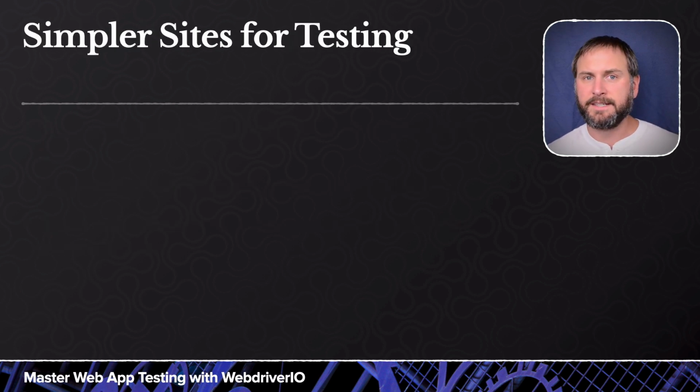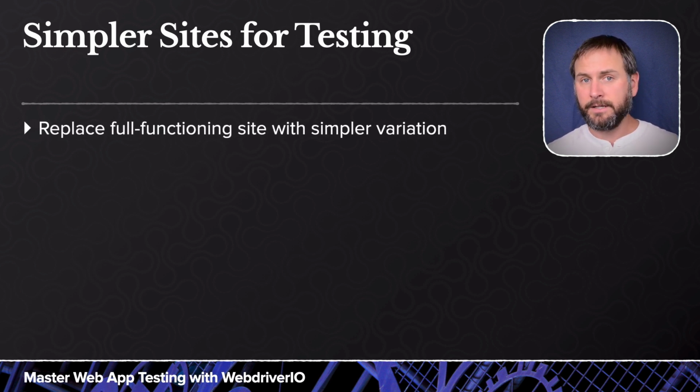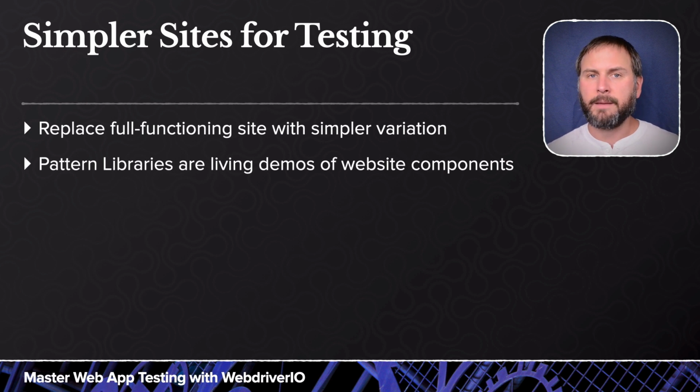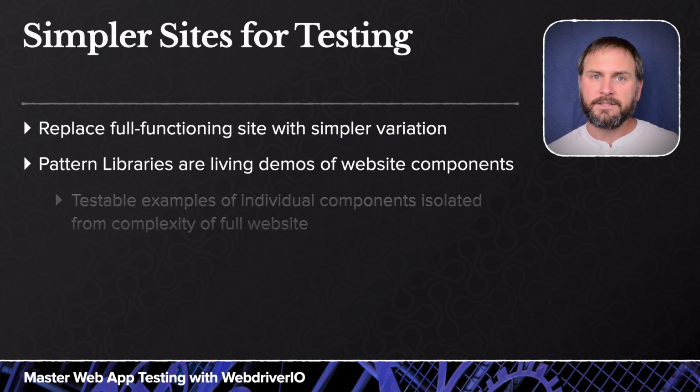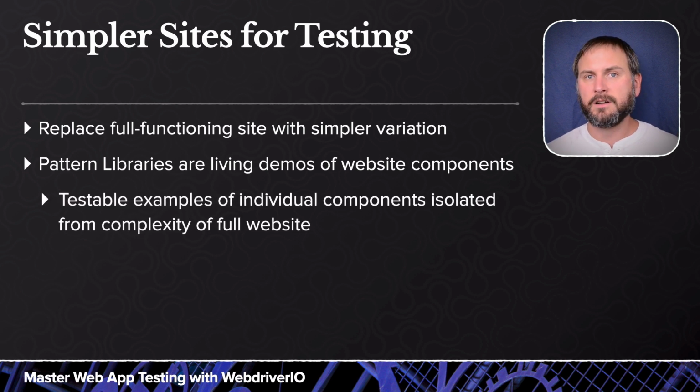If you find yourself facing a complex site that would require major work to test properly, there are other options to gain some value without too much effort. Instead of testing a fully working site, you may want to create a variation of your site that represents portions of the real thing. For example, pattern libraries are a popular option out there, especially for larger websites. In case you're not familiar with them, pattern libraries are essentially living demos of the components that make up a website's interface.